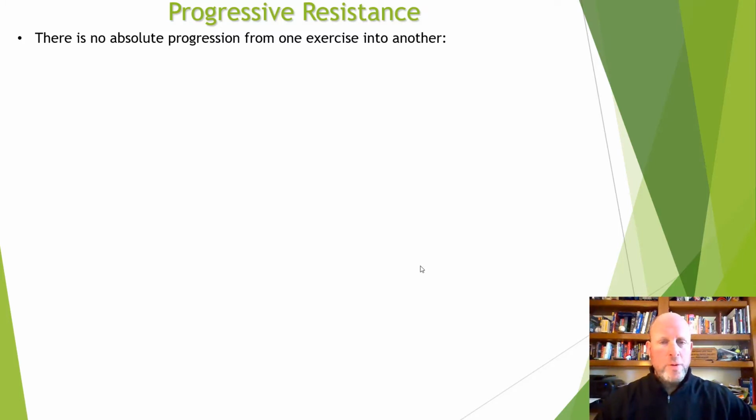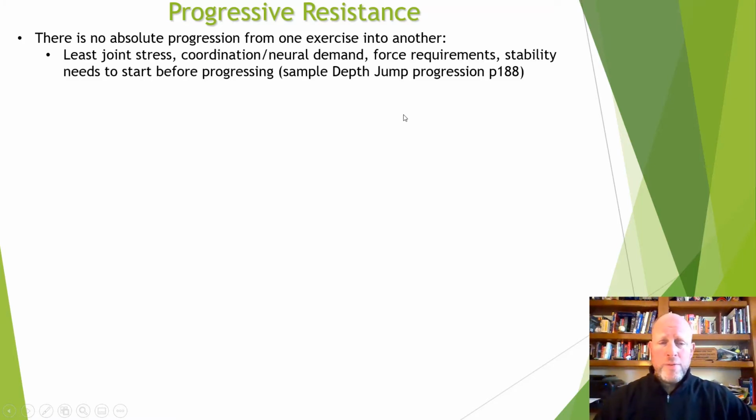There are always variable adaptations that are required based upon someone's balance, flexibility, strength, mobility, their endurance, their strength from left to right, left-right symmetry, a previous injury affecting them somehow. There are so many variable factors for why you would make adaptations in how you train someone. But the bottom line is we're looking for the least joint stress, coordination, neural demand, least force requirements, and stability needs to start before you progress. Making sure they have basic stability needs met before you start progressing someone, like that sample depth jump progression there on page 188 in your text.